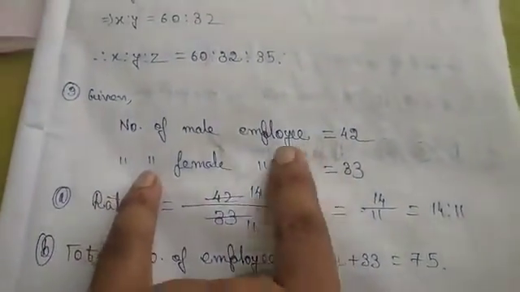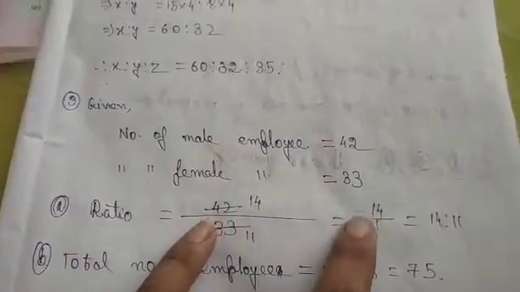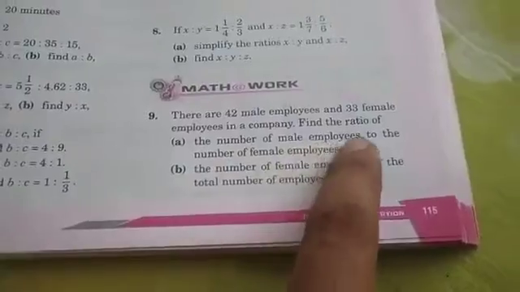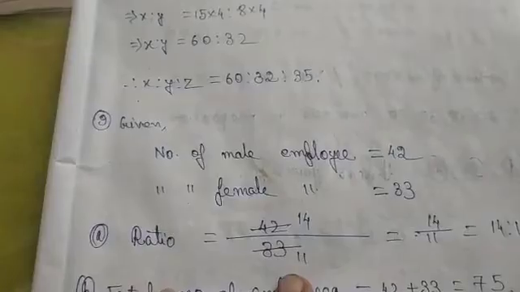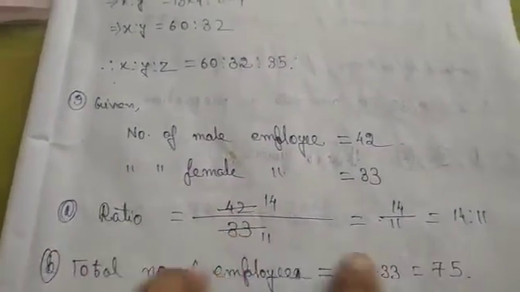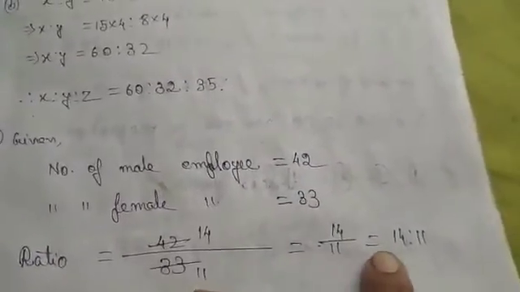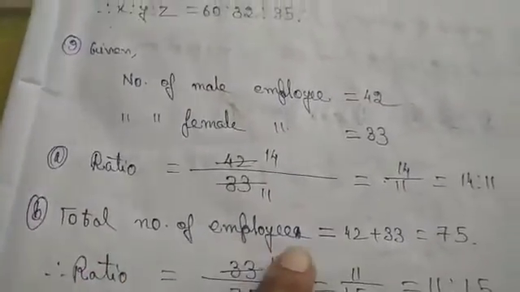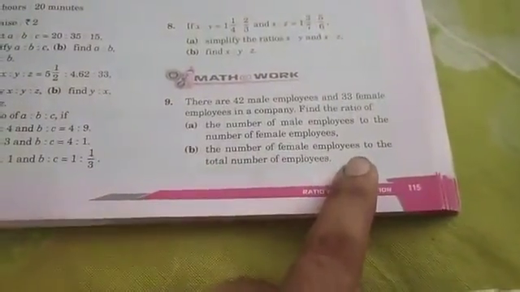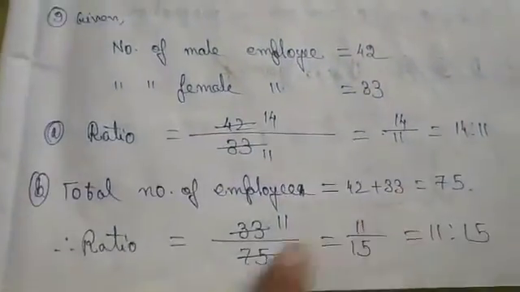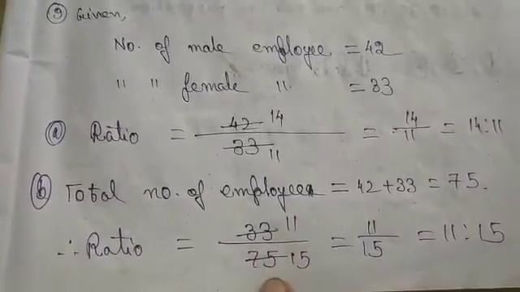So the number of male employees given is 42, the number of female is given as 33, and the first ratio we have to find out is the number of male employees to the number of female employees. So male employees to female employees, male is what, 42, female is what, 33. After cancelling, it is 14 by 11, which is 14:11. And the total number of employees, 42 plus 33 makes 75. Then our ratio will be the number of female employees to the total number of employees. The number of female is what, 33, and the total number is 75.